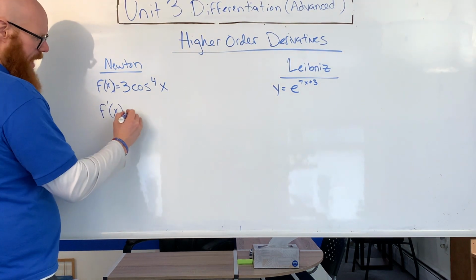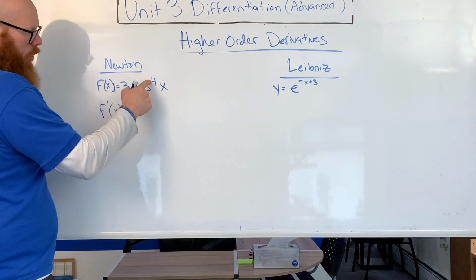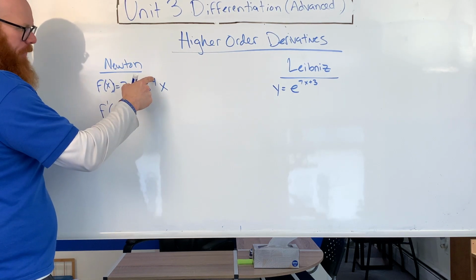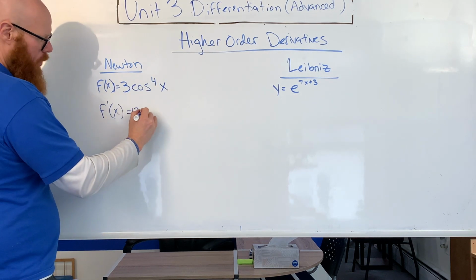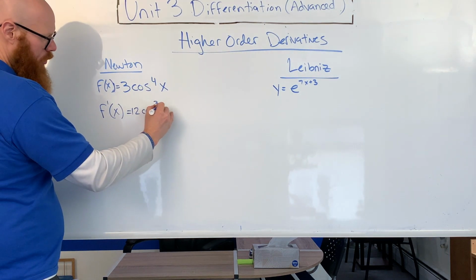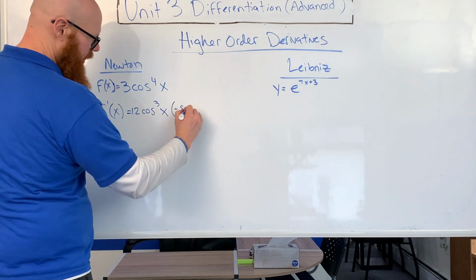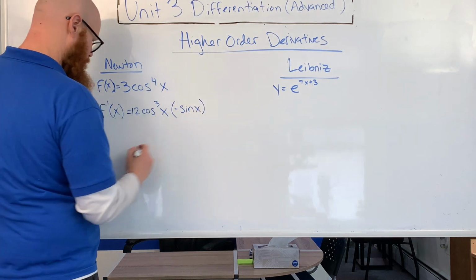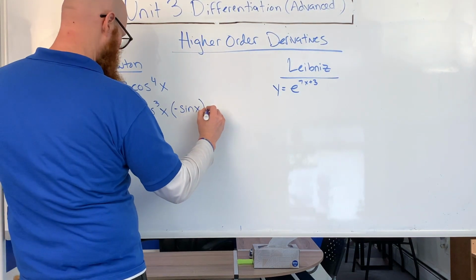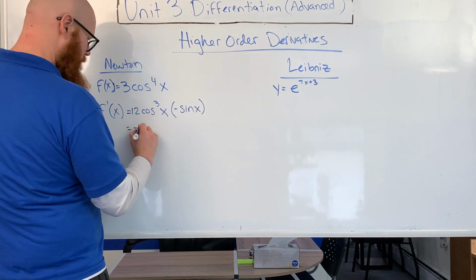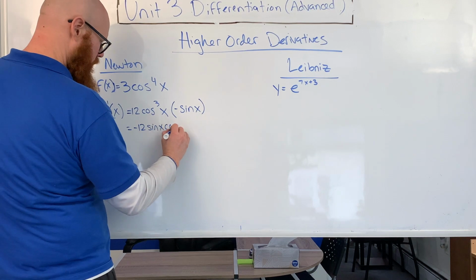We've seen this a lot. f prime of x is just the derivative of this. So let's review the chain rule. We're going to do the power rule first, because the outer function is this thing being raised to the 4th power. That gives us 12 cosine cubed x. Now we move to the derivative of the inside function, which is negative sine x. I am going to rewrite that as negative 12 sine x cosine cubed x.